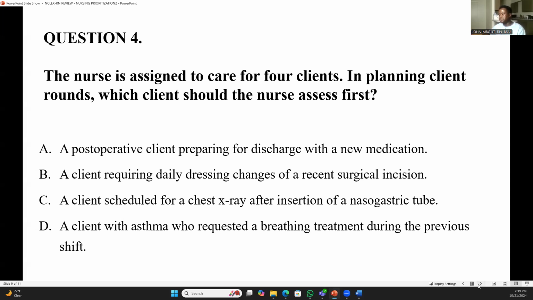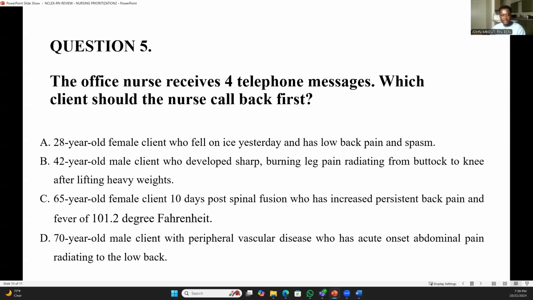Let's look at the next question, right? Let's look at this. I hope we learn something. Number 5, the office nurse received 4 telephone messages. Which client should the nurse call back first? You've come across questions like this, right? Even working, you face conditions like this.